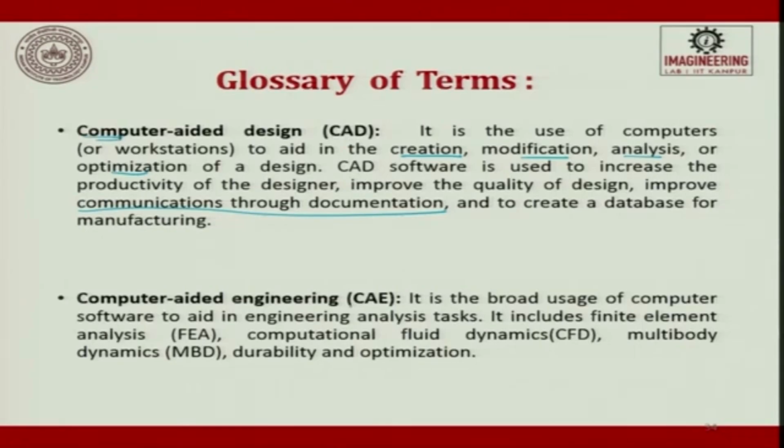The next one is CAE. CAE is nothing but computer aided engineering. It is the broad usage of computer software to aid the engineering analysis task. So, what are the analysis tasks we do today? Finite element analysis, computational fluid dynamics, multi-body dynamics and then durability and optimization are some of the analysis which we do on a product before it is getting produced. So, basically CAE plays an important role in validation.